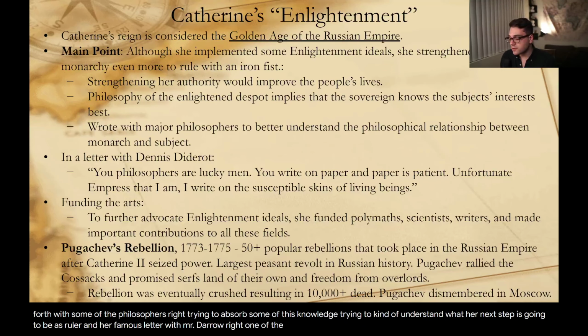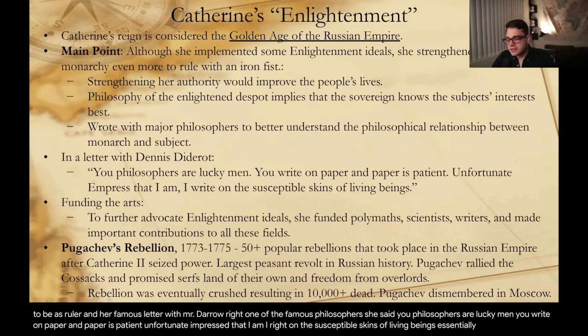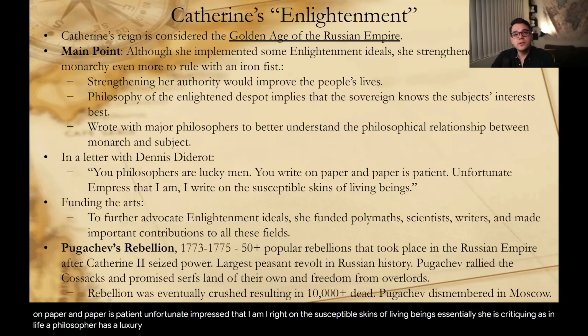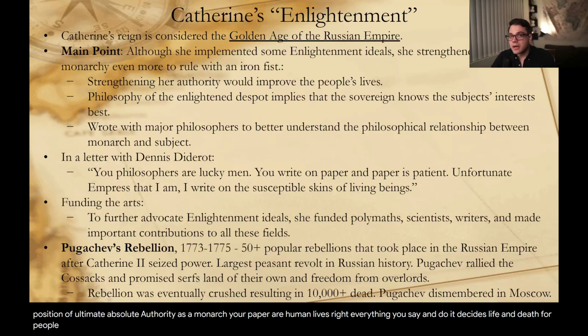In her famous letter with Mr. Diderot, one of the famous philosophers, she said, "You philosophers are lucky men. You write on paper, and paper is patient. Unfortunate empress that I am, I write on the susceptible skins of living beings." Essentially, she is critiquing their positions in life. A philosopher has the luxury to sit at a coffee shop and merely write their thoughts. And that's pretty much all there is to it. If you're in a position of ultimate absolute authority as a monarch, your paper is human lives, right? Everything you say and do decides life and death for people, right? It's a completely different scenario.